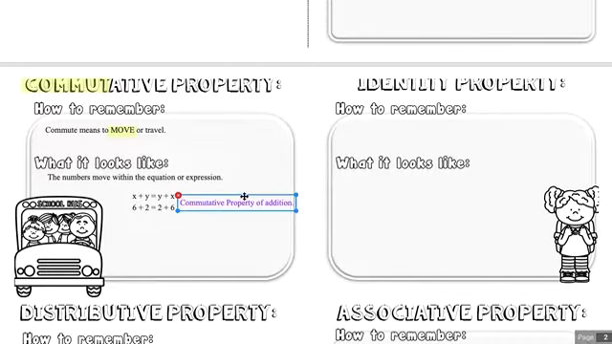This only works with addition. It does not work with subtraction. You learned in our second unit that 6 minus 2 is not the same as 2 minus 6.